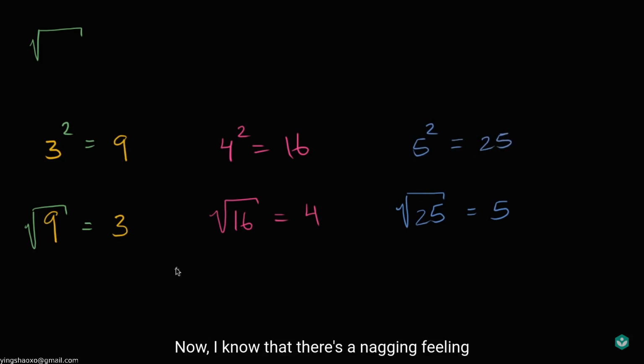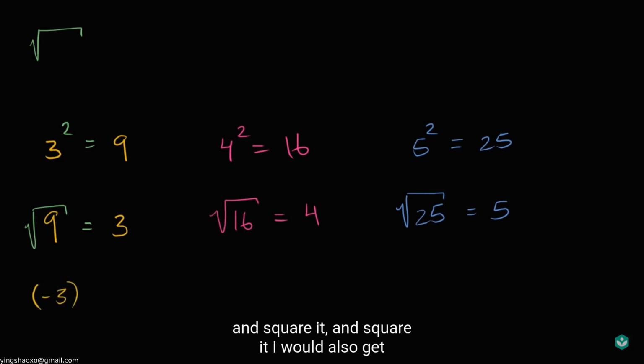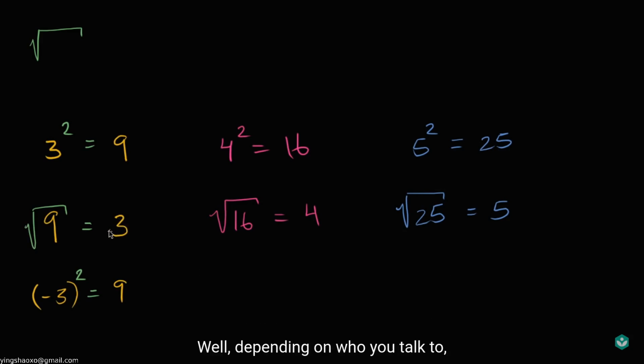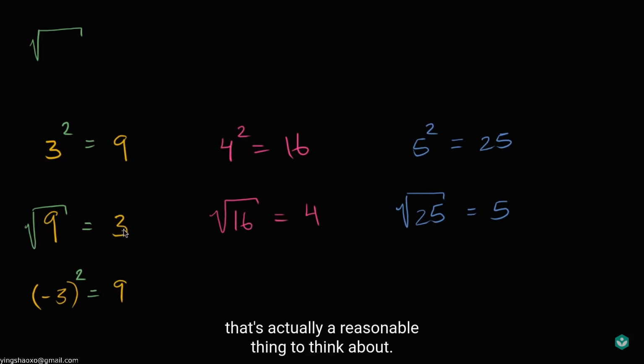Now, I know that there's a nagging feeling that some of you might be having, because if I were to take negative 3 and square it, I would also get positive 9. And the same thing, if I were to take negative 4 and square the whole thing, I would also get positive 16, or negative 5, and if I were to square it, I would also get positive 25. So why can't this square root be positive 3 or negative 3? Well, depending on who you talk to, that's actually a reasonable thing to think about.